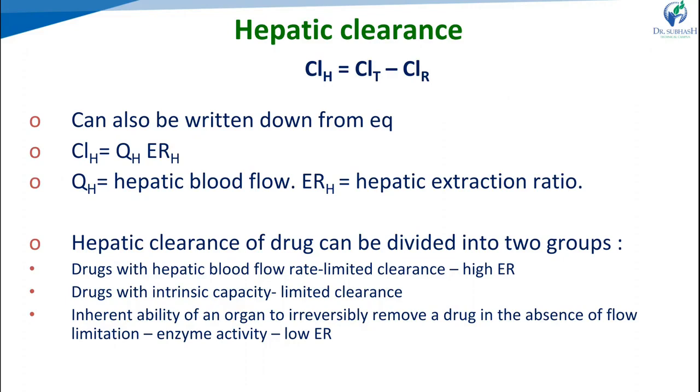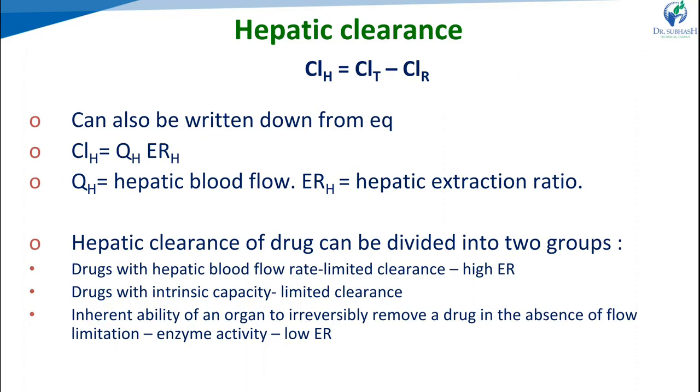Hepatic clearance of drugs can be divided into two groups. First, drugs with hepatic blood flow rate-limited clearance have a high ER value, close to 1. It is said to be perfusion rate limited or flow dependent. So alteration in hepatic blood flow significantly affects the elimination of drugs with high hepatic ER value, for example propranolol. Such drugs are removed from the blood as rapidly as they are presented to the liver.